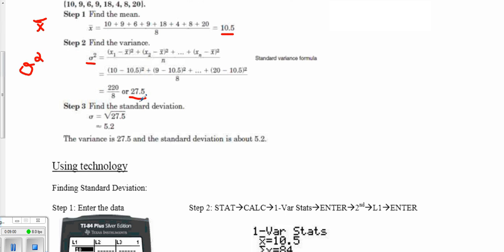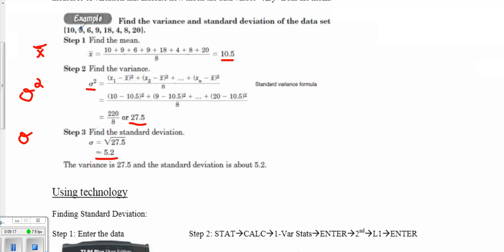Now to find the standard deviation, we would take the square root of this 27.5. We don't want to have a squared, so the sigma, just plain sigma, is our standard deviation. That would be about 5.2. That means that all of these values, 10, 9, 6, 9, 18, 4, 8, and 20, on average, are 5.2 away from 10.5, which kind of makes sense. It looks like our lowest value, 4, is pretty far away from 10.5, but so is 20, our highest value. We also have a lot of numbers, 10, a couple 9s, 8, that are really, really close to it. So on average, we're not going to be too terribly far away from this 10.5.